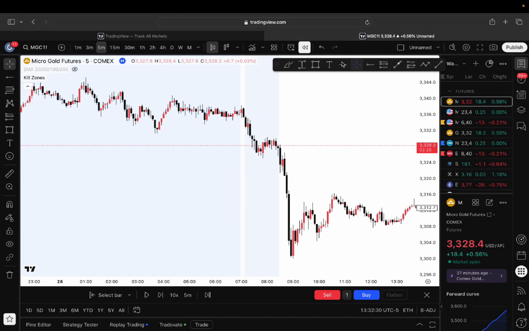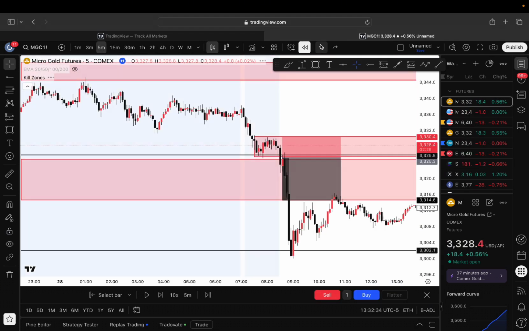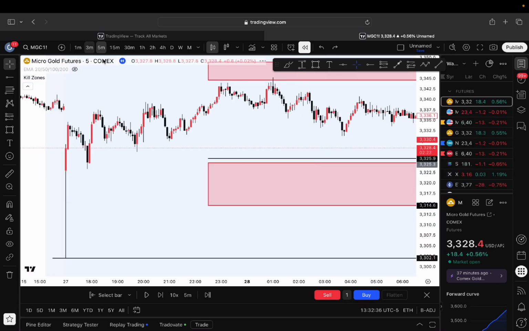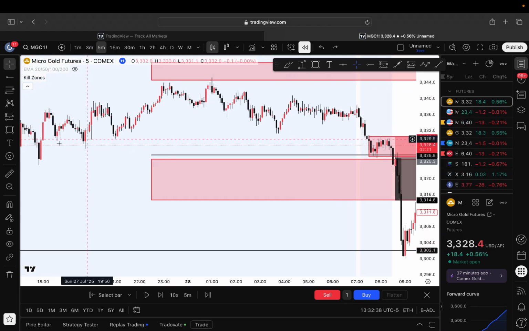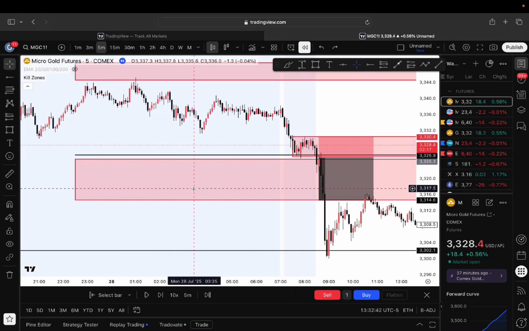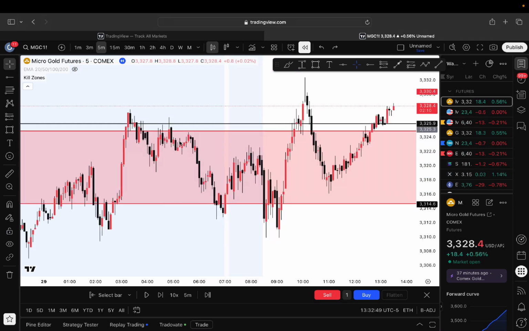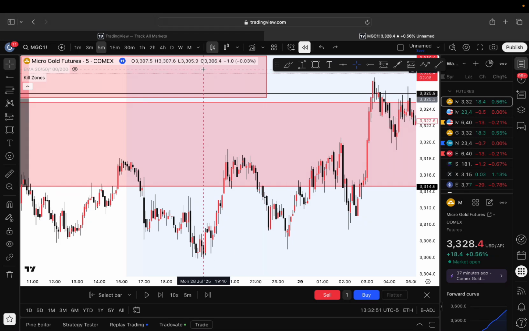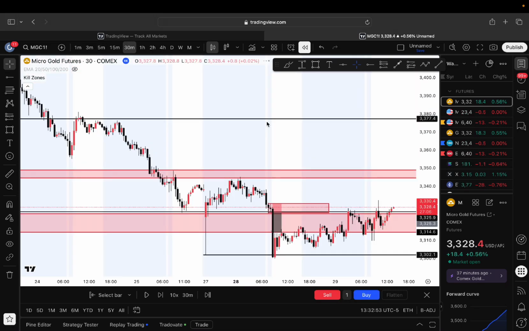Let's go back. Right here on the 5-minute, like I said, we swept all of these lows. And if you're wondering why I have this box if it's not going to respect it, let's go to 30 minutes so it can get smaller.